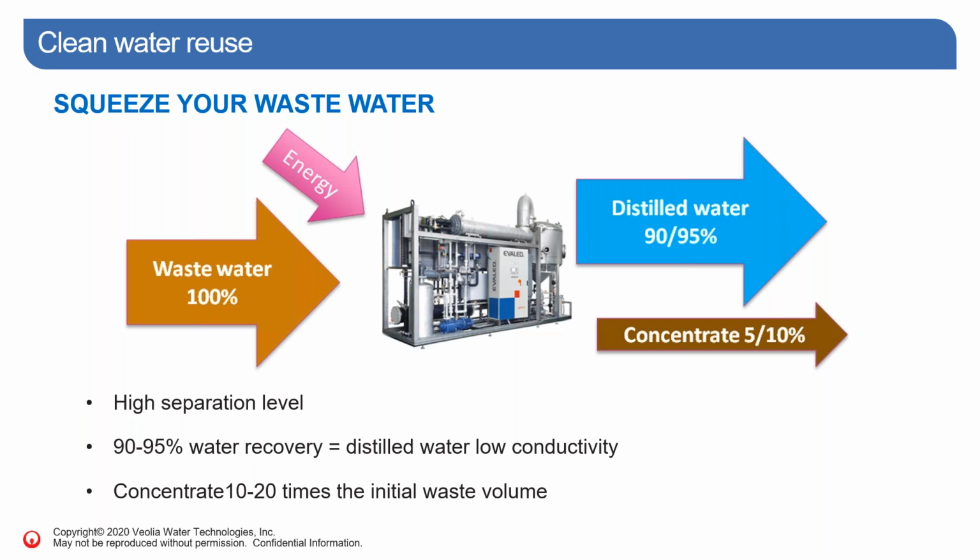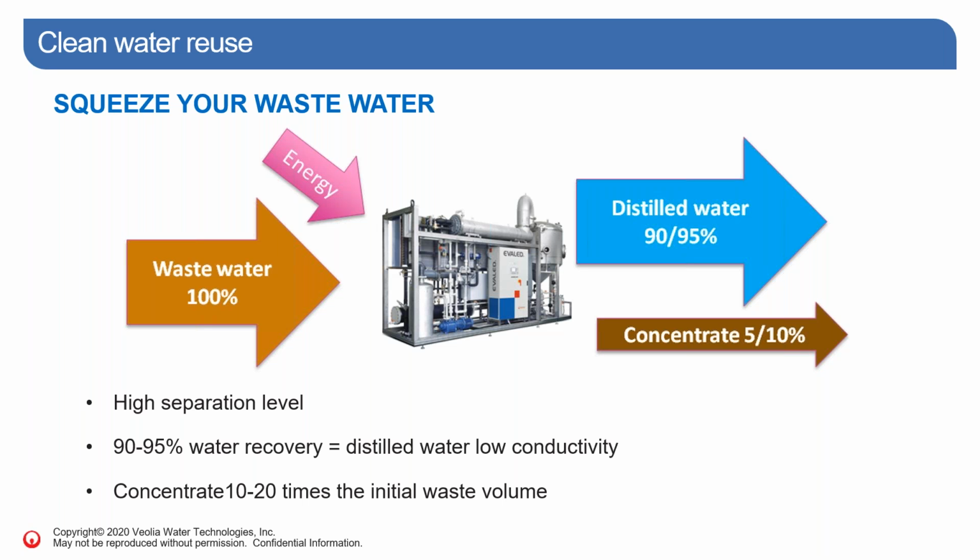So what are we trying to do? When we say squeeze your water, basically we have a wastewater source, which comes into our evaporator at 100% strength. So this is your full stream that we're trying to treat. We add energy. We are then going to take the vapor and we distill it. So we condensate it, it becomes a liquid again. That distilled water is going to encompass somewhere between 90 and 95% of your initial wastewater stream.